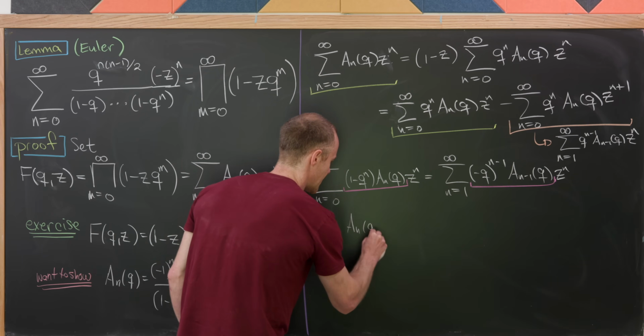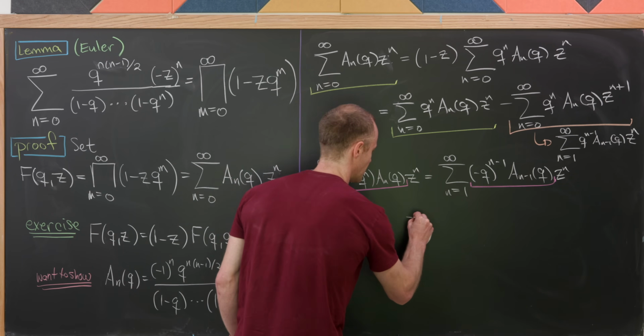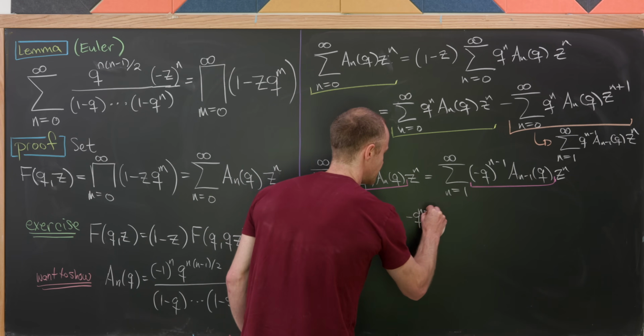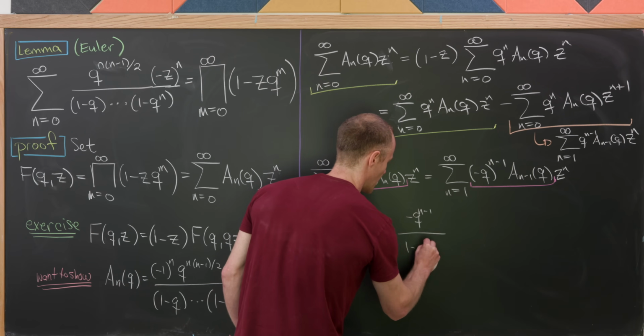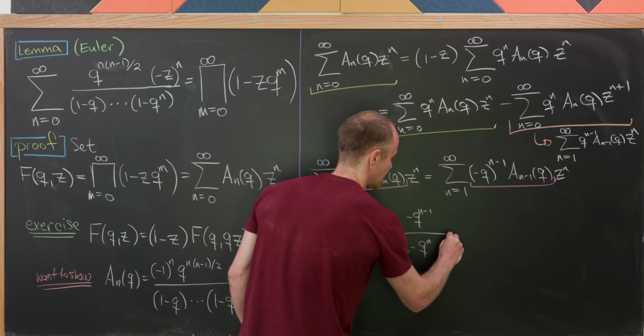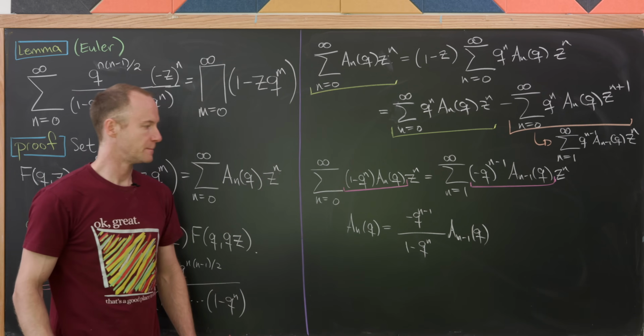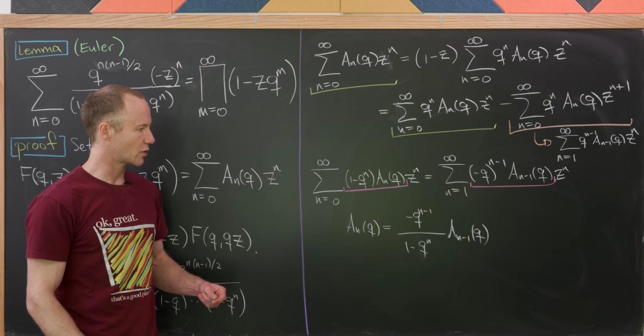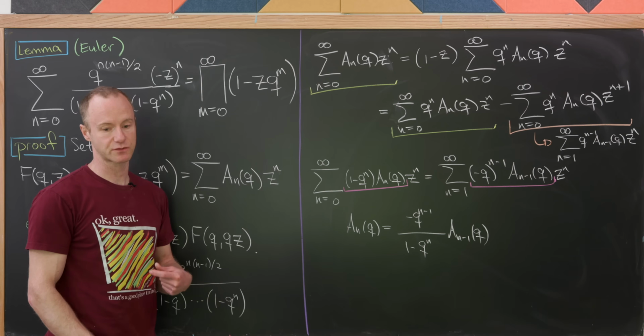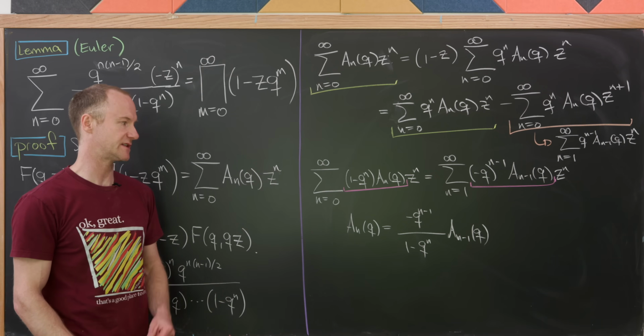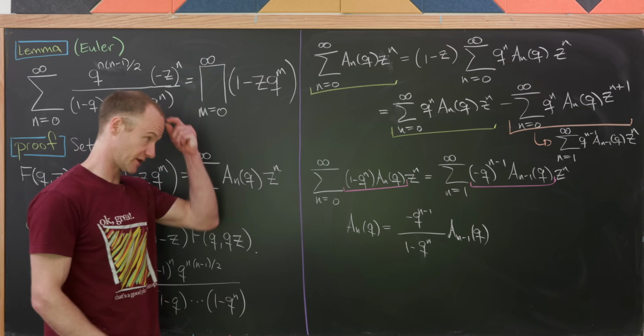So observe that's going to give us something like this. We'll have a n of q is equal to minus q to the n minus 1 over 1 minus q to the n times a n minus 1 of q. But now, well, we're going to reuse this recursion over and over and over again until we get down to a0 of q.